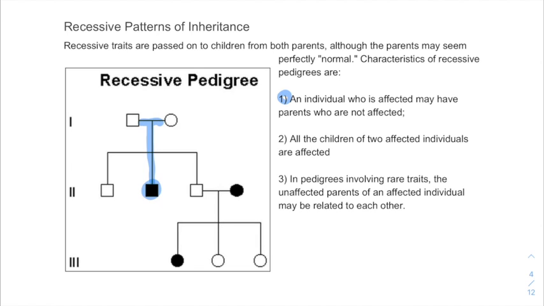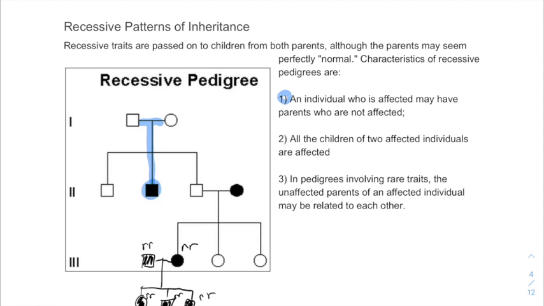All children of two affected individuals are affected. We don't have that example here, but we could imagine that if we drew a line to an affected parent, then we would expect that all of the children, doesn't matter if they're circles or squares, would be affected. The reason is that this is a recessive genotype, so 100% of their children must be the recessive genotype.